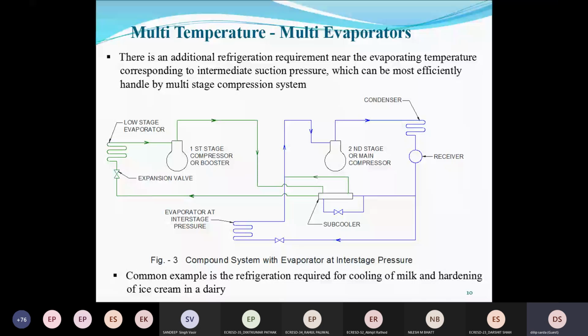There is an additional refrigerant requirement near the evaporating temperature corresponding to intermediate suction pressure, which can be most efficiently handled by a multi-stage compression system. A common example is the refrigerant required for cooling of milk and hardening of ice cream in a dairy. For cooling of the milk, generally the evaporating temperature is 0 degree or minus 5 degrees centigrade. And when we want to harden the ice cream, the evaporating temperature required is minus 30 degrees or minus 35 degrees centigrade. In such cases, when both applications are to be combined, we require this type of system.